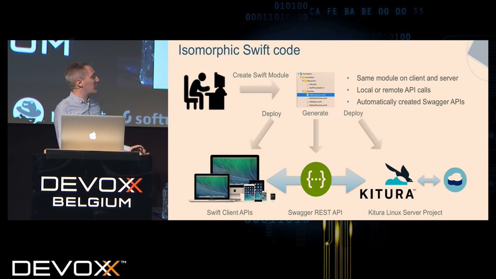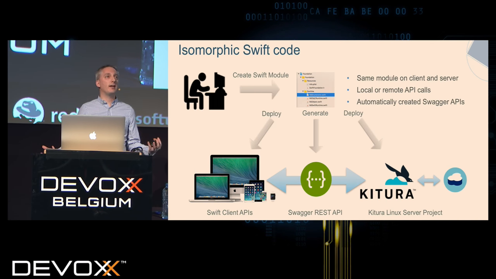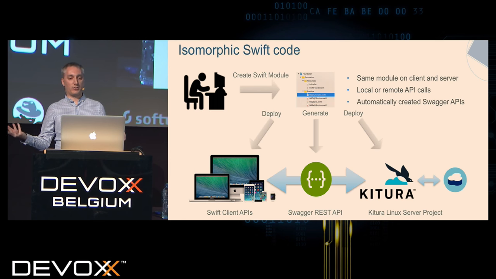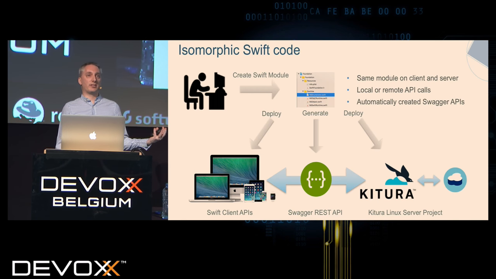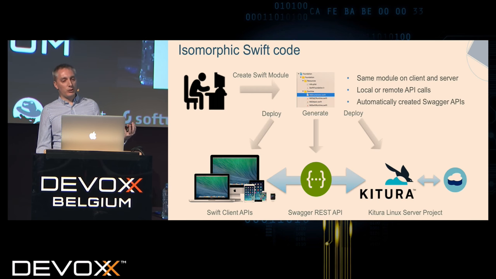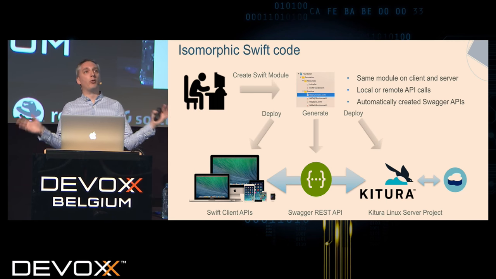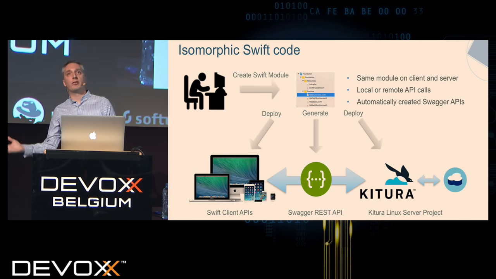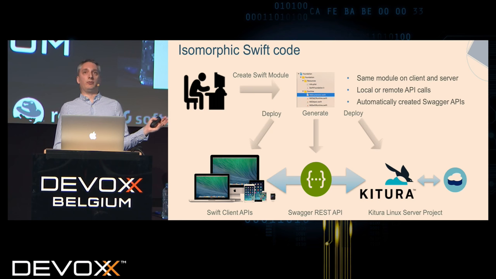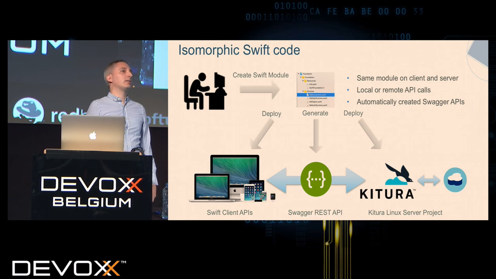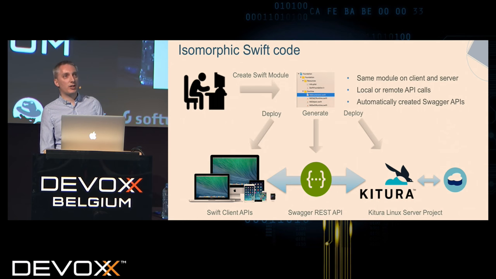But isomorphic Swift code, what's that? This is the idea that you could reuse code from the client side, be that iOS or whatever, and on the server side as well. And you would be able to develop for both without having to have a separate front end and back end team who don't talk to each other as much as they ought to. It's the idea that your code can be more reusable between the front and the back end. We're working on this at the moment in our team. It's not finished yet. It's work in progress.